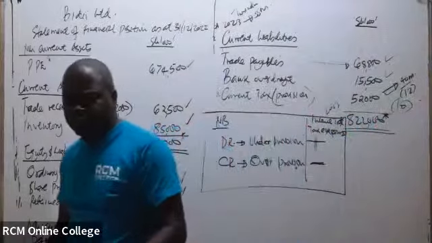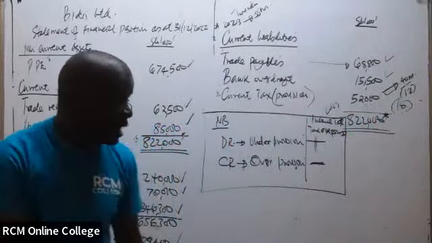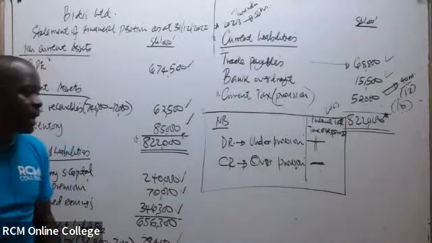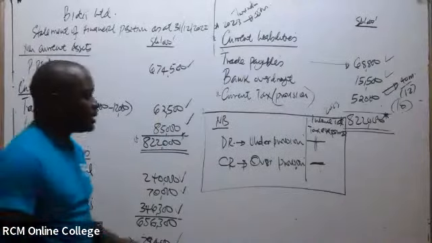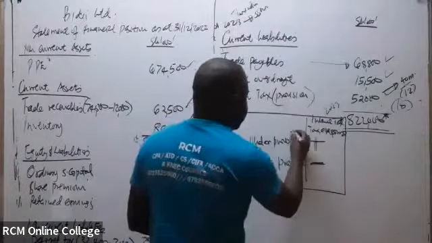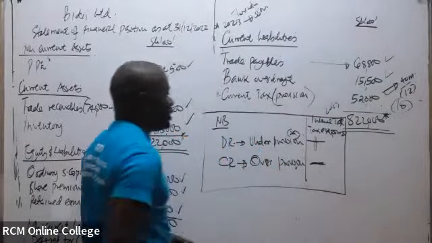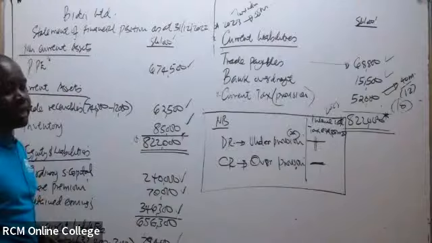That's why in this case we end up having to add either an under provision or an over provision. In this case, it ends up affecting the income tax expense. So take note of that.